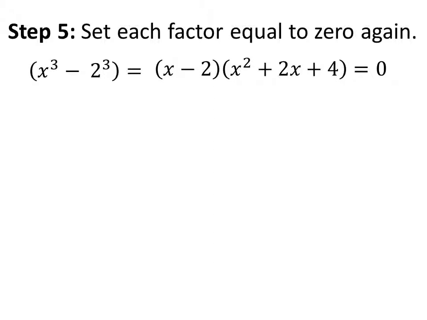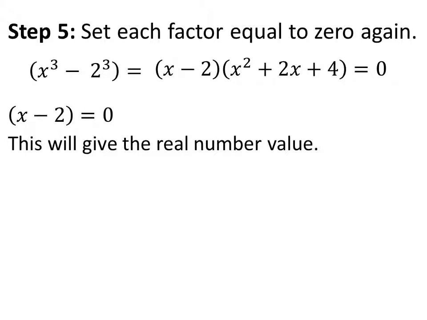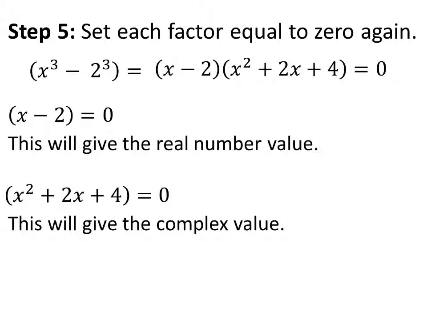Step 5. Set each factor equal to 0 again. The x minus 2 equals 0. That'll give you the real number value. And the trinomial set equal to 0 will give you the complex value.